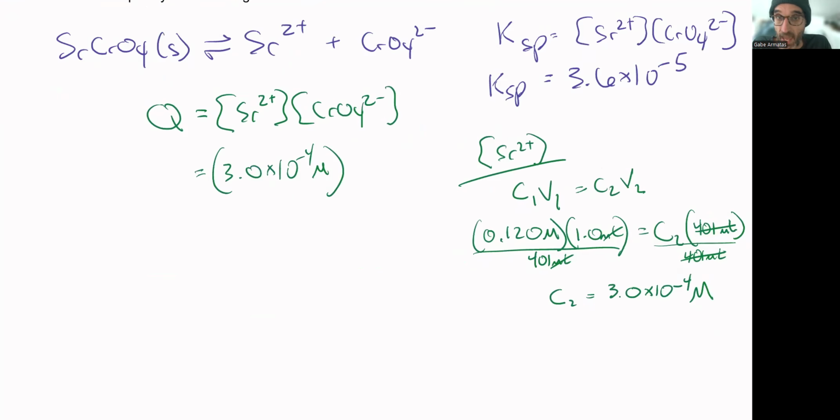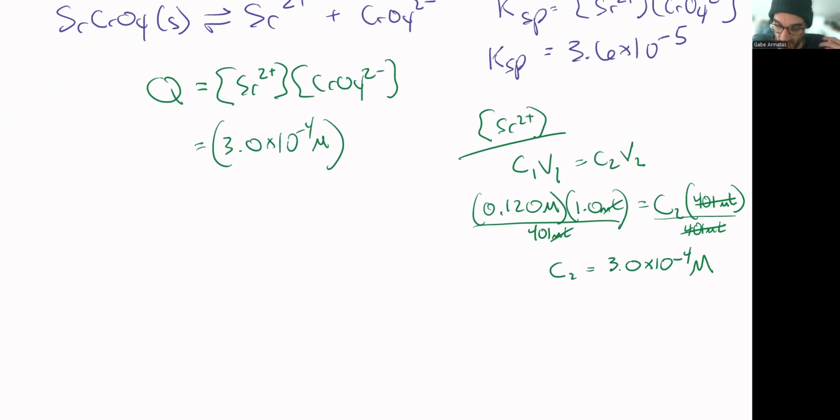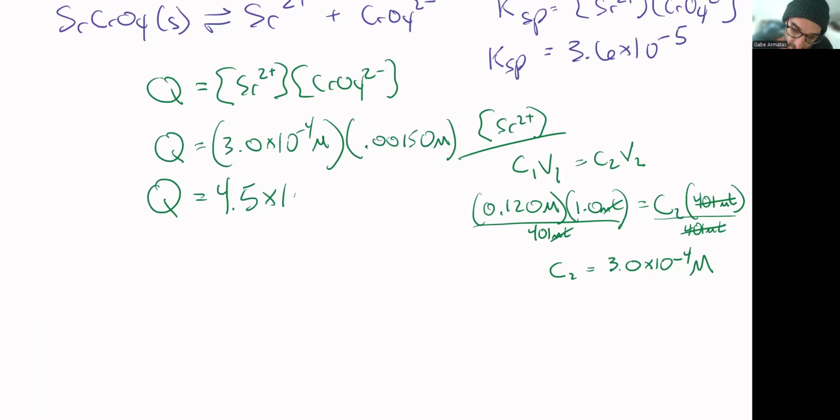So I did add 1 mL into this solution, but into 400 mL. So technically, we should do a dilution equation, but that 1 milliliter probably won't make a difference. And you can check my math on this, but the chromate solution is going to be 0.00150 molar. It is not going to make a difference, I'm pretty sure it kind of rounds anyway. So that's my Q value. And I solve for Q, and you end up with 4.5 times 10 to the negative 7.